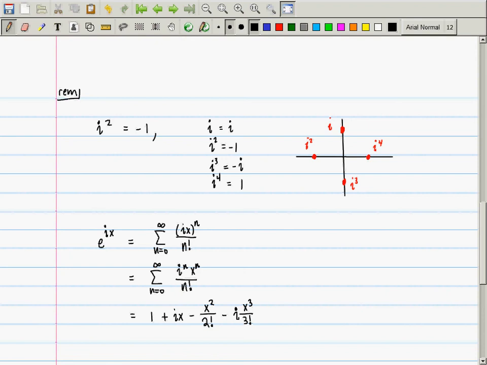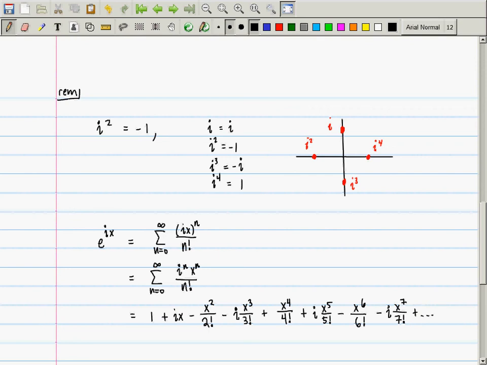So the next term is n is 4, so i to the 4th is what? 1. So then we will get plus x to the 4 over 4 factorial. Now we have i to the fifth, which is just i. So now it'll be plus i x to the 5 over 5 factorial. I hope a pattern is starting to emerge in your head here. The next term will be minus x to the 6 over 6 factorial, and then minus i x to the 7 over 7 factorial, and then plus some other terms.